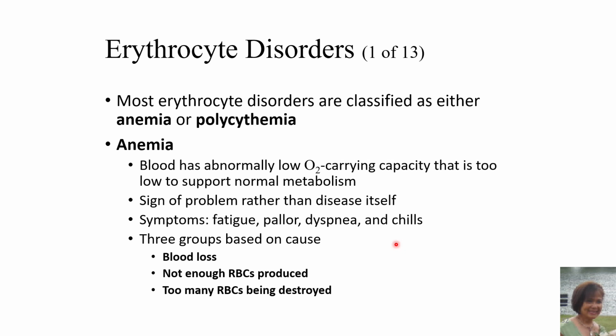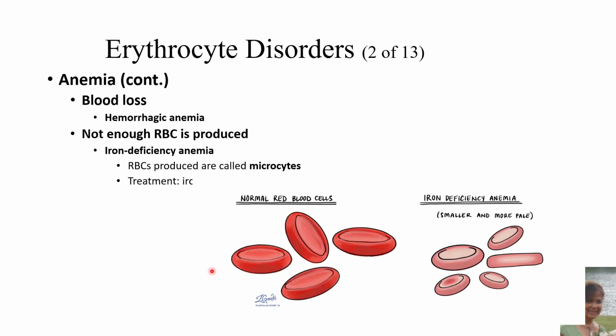And there are three groups of anemia based on the cause of anemia. That is anemia due to blood loss, anemia due to not having enough red blood cells produced, or anemia resulting from destruction of too many red blood cells, much more than 1.5%, and that will result in anemia. So, anemia due to blood loss is what you call hemorrhagic anemia.